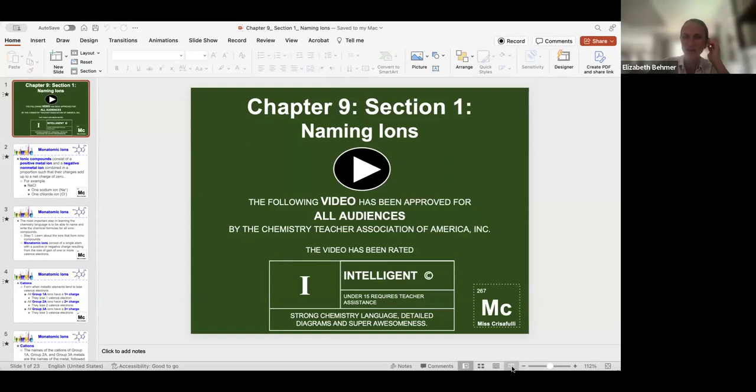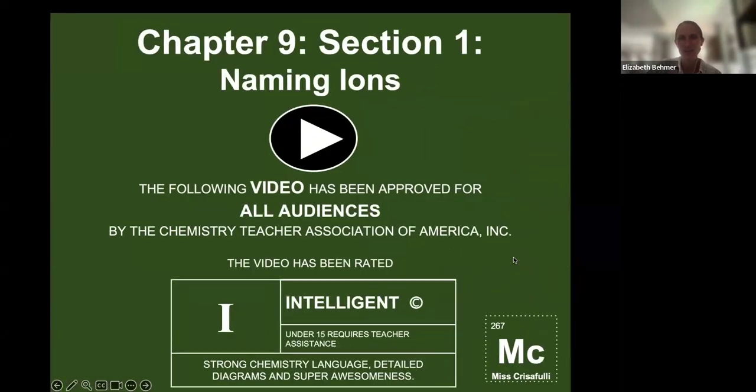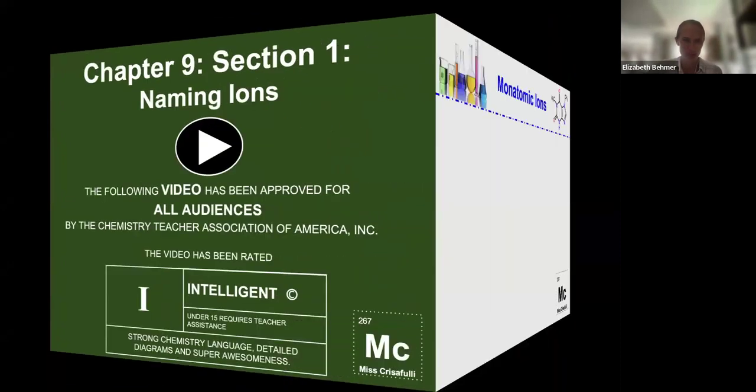This will all be about writing formulas and different ions. So the first section in chapter 9 is labeled naming ions. We'll go over a little bit about how to name ions in this first section of chapter 9.